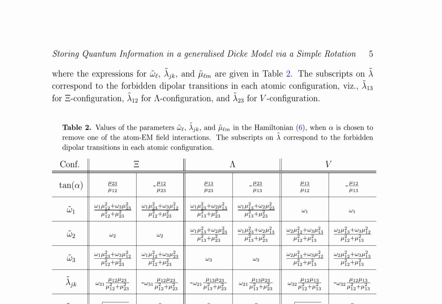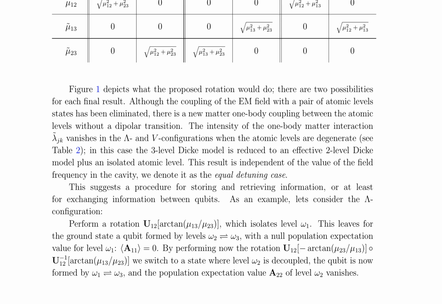The research proposes a novel method for storing quantum information in a generalized Dicke model using a simple rotation. This approach eliminates the coupling of the M field with a pair of atomic levels, introducing a new matter one-body coupling between atomic levels without a dipolar transition. The intensity of this one-body matter interaction vanishes in certain configurations, reducing the three-level Dicke model to an effective two-level Dicke model plus an isolated atomic level.